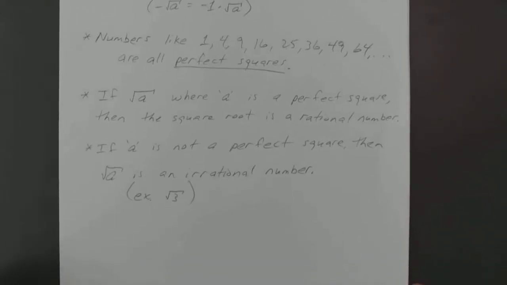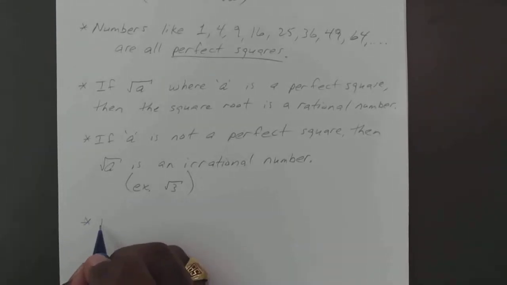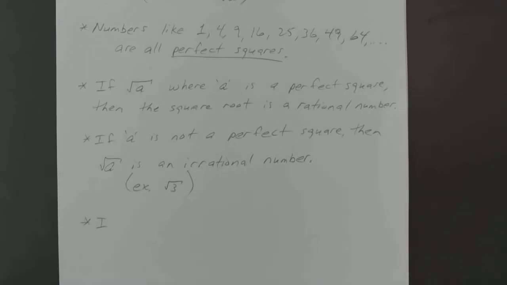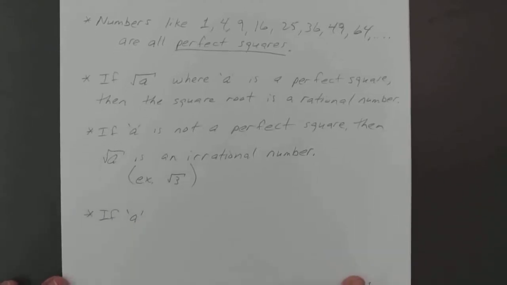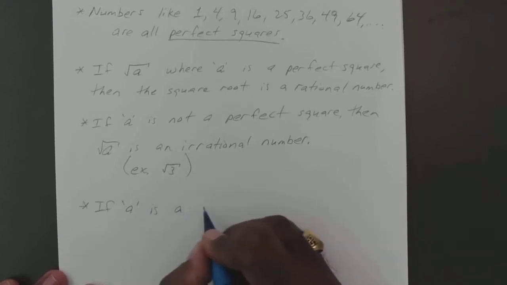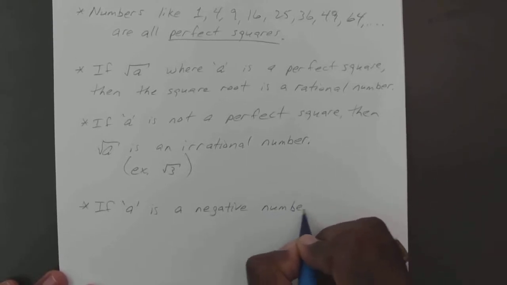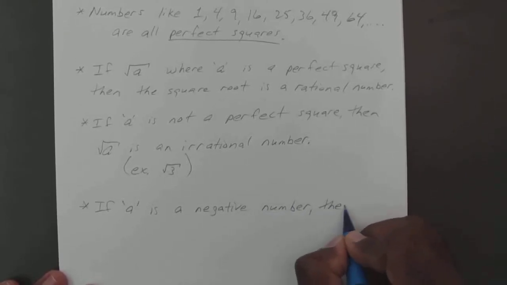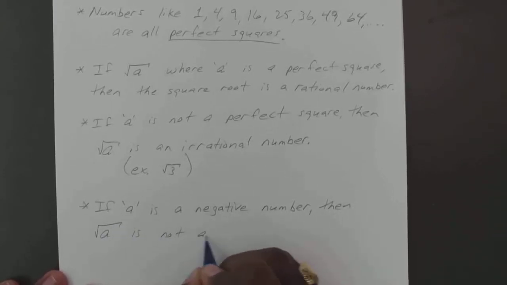Okay, and last one for this particular section. If a is a negative number, then the square root of that is not a real number. Actually, it would be a complex number, which we're going to get into either next class or the class after. Have to double check. So if a is a negative number, the square root of a is not a real number.